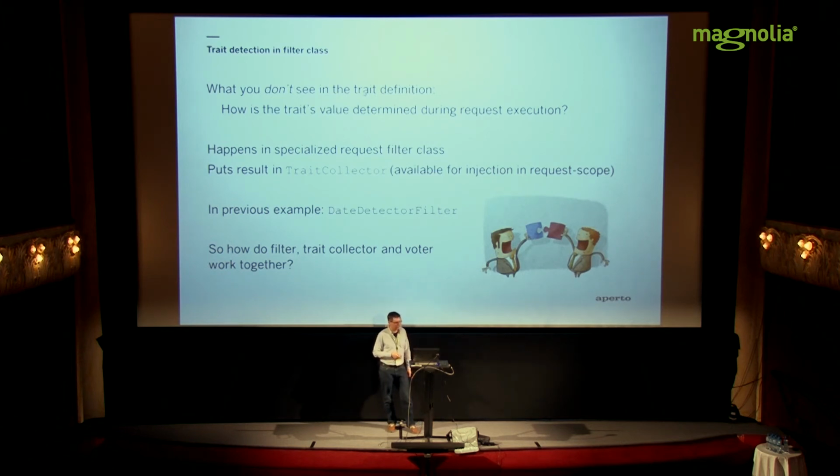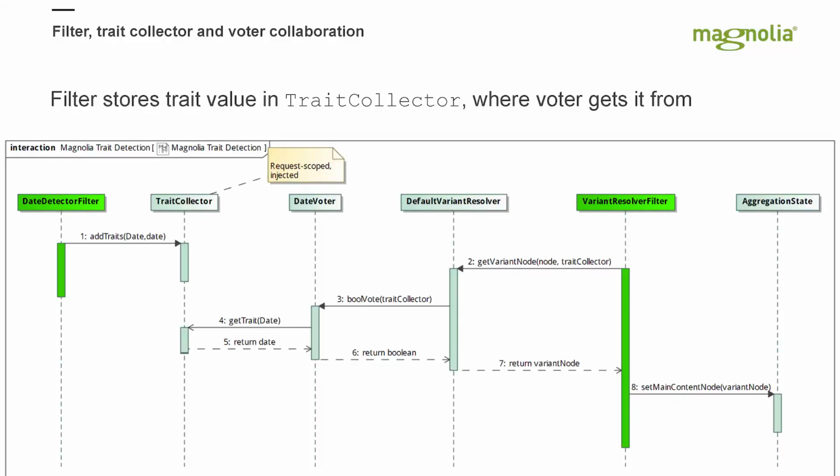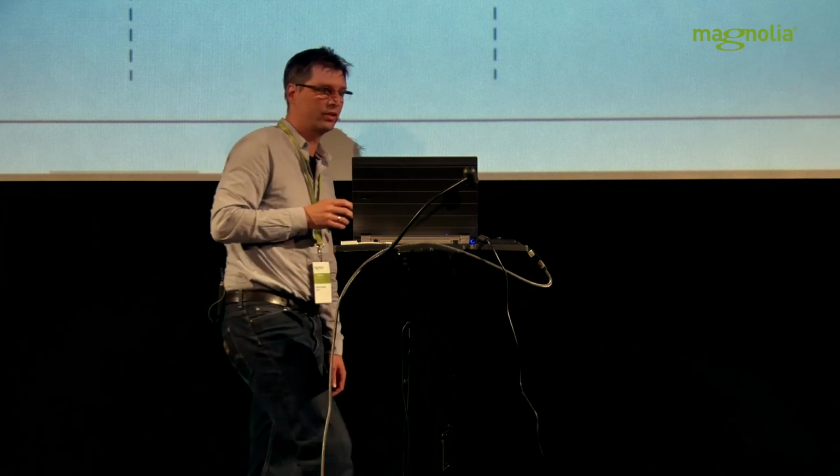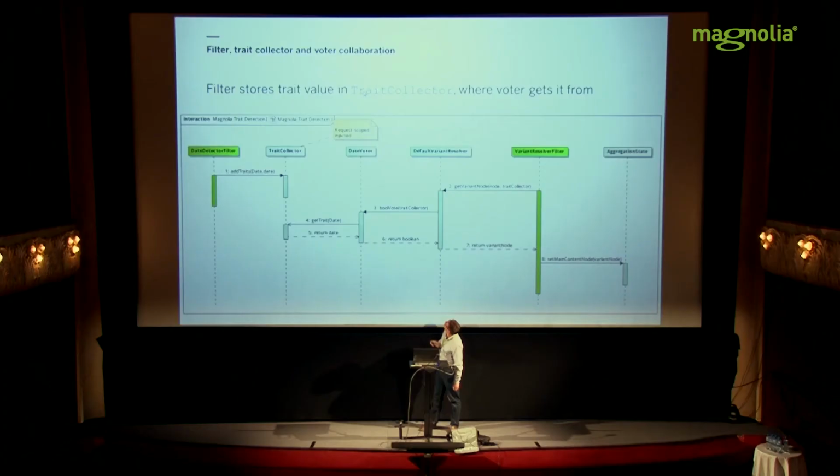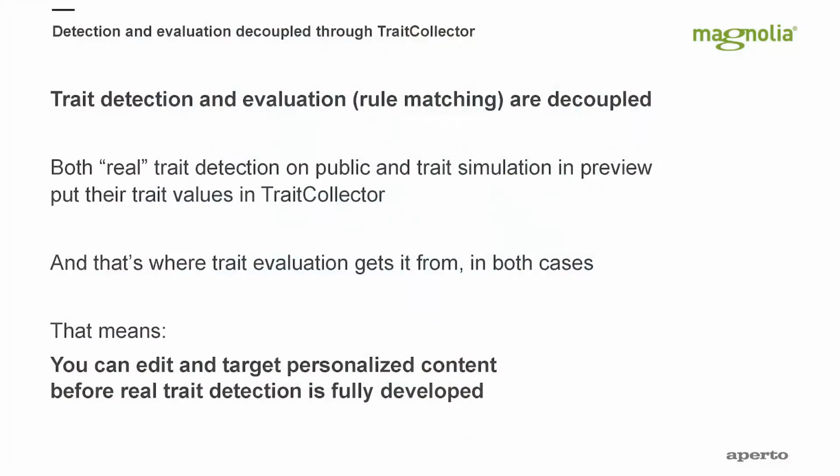Okay, how does it work together? I hope you enjoyed the silly picture. So this is a service for developers, if you want. This is how it works. There is a request filter going on here. It adds the particular trait to the trait collector, and then later on some other filter kicks in and retrieves the trait from the trait collector. And the trait collector is accessible as an injectable object, so anywhere you can obtain your trait collector. Okay, this is for the techies in the audience.